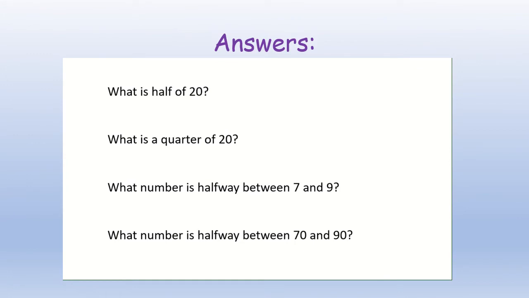And just a little bit more practice to make sure you've got it. Half of 20 is easy, it's 10. But what does a quarter mean? A quarter means 4 equal parts, or half of a half. So a quarter of 20 is 5. Halfway between 7 and 9, we have 8. And halfway between 70 and 90, we have 80. I nearly gave you the answer early then, but I'm sure you got it right anyway. Well done.